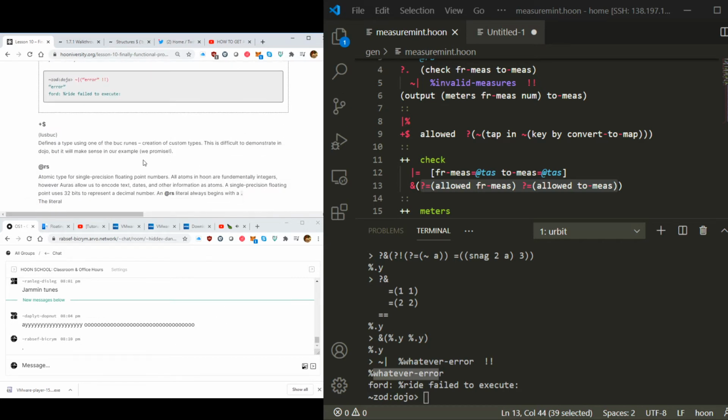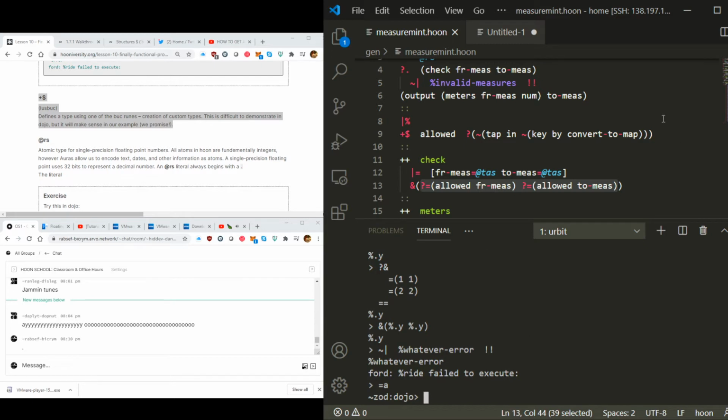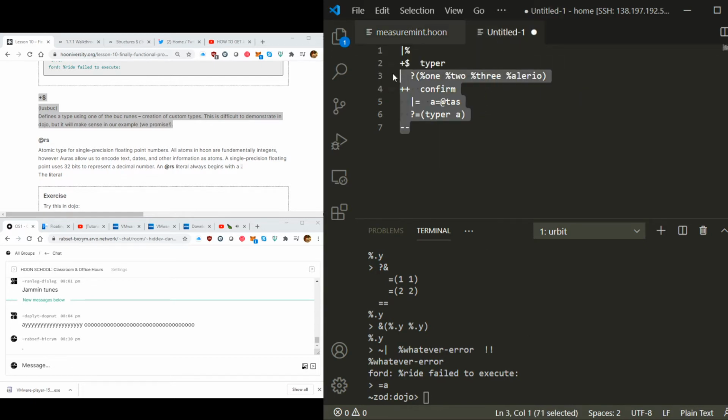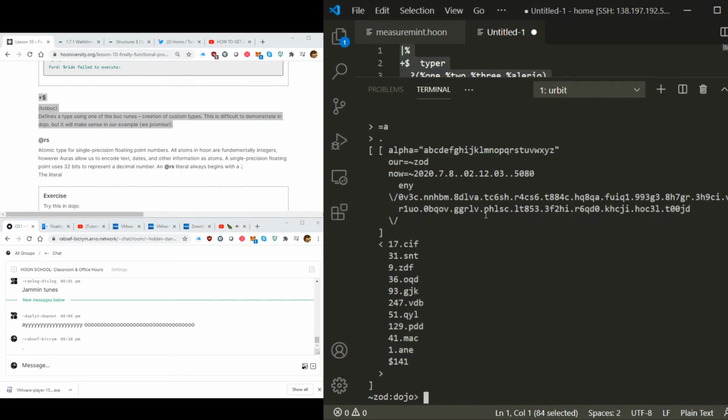Next, we have two more. The lusbuc rune. Now this is going to be one of the most interesting ones that we deal with today. And as I say here, it's kind of difficult to demonstrate in the dojo, but I think I actually wrote something this morning or yesterday. I don't remember. All the days blur together. What do I have? Do I have it in the dojo? I do not. Okay.